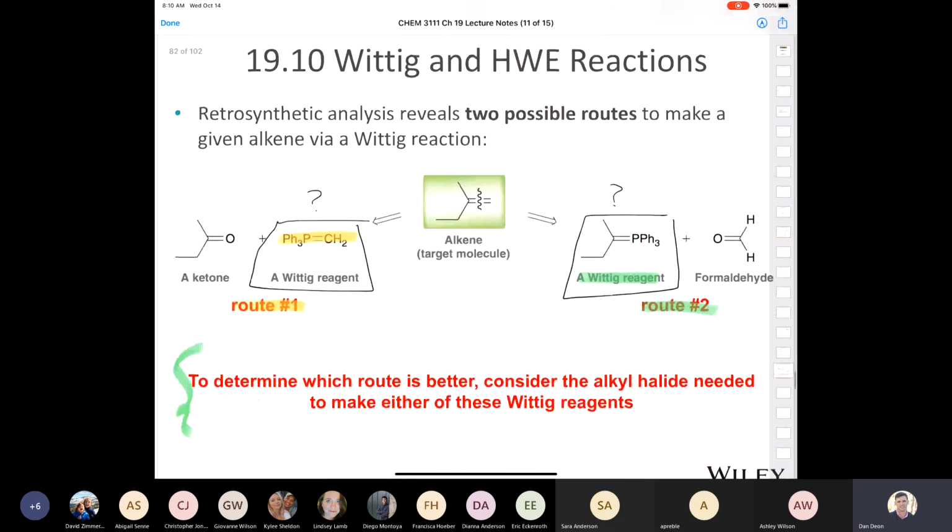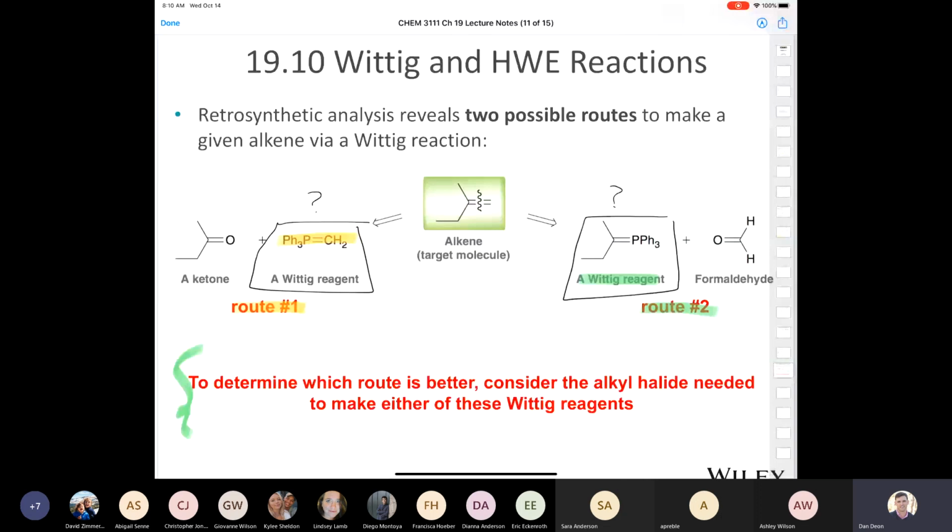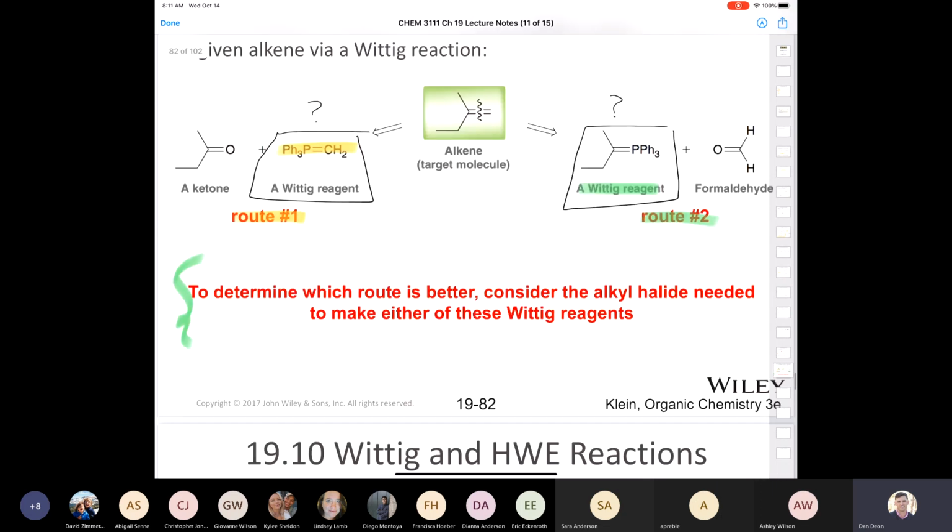Now, this is a classic, a real chestnut that the ACS always loves to ask, which is what would be the most efficacious route to making an alkene? So if you wanted to make this alkene that's in the green box, which Wittig reagent would you want to make? The one that's highlighted in yellow or the one that's highlighted in green? I asked that question to you on Monday, and everybody who answered it correctly said you'd want to make the one that's highlighted in yellow, the first route. Why? Because in that case, you'd be doing the SN2 reaction on a methyl halide as opposed to a secondary alkyl halide. And so you can count on the quiz asking some kind of variation on this question.